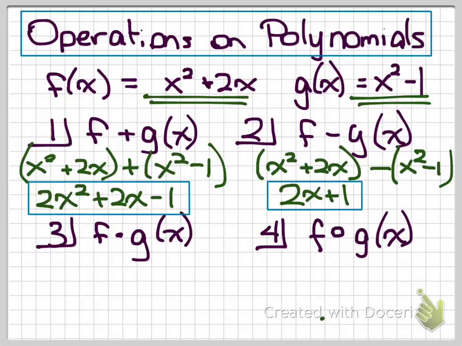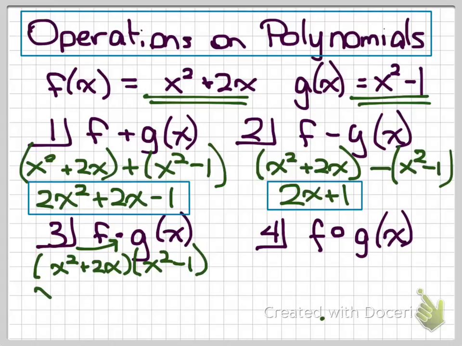And if we're going to multiply, now notice this symbol right here is a dot, so it's just multiplication of f of x times g of x. So we're going to have x squared plus 2x times the quantity x squared minus 1. And it's kind of like foiling, really. We won't have quite as much to simplify, but that's okay. So we're going to get x to the 4th. We're going to get, first, outer, we're going to get negative x squared. We're going to get positive 2x cubed, and we're going to get minus 2x.